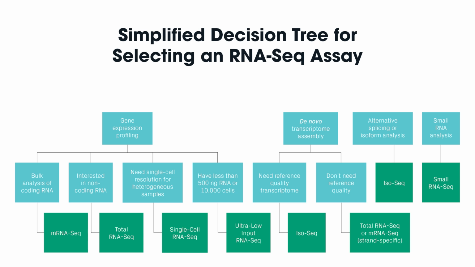The blue boxes indicate the objectives of the RNA sequencing study, and the green boxes represent the RNA-seq assay to be performed.